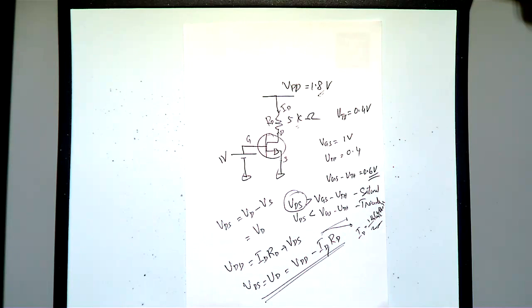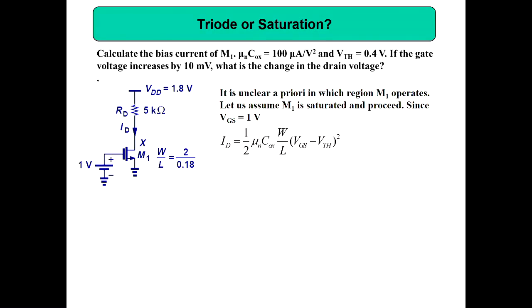Since VGS is equal to 1 volt, we will use the equation. We assume that it is in the saturation region, then we will back calculate and check it. So ID equal to half mu n COx W by L (VGS minus VTH) squared. In these types of situations, if you don't know whether it is in the triode or saturation region, we will assume M1 is operating in the saturation or triode region. You can assume either of the two situations. Here we assumed M1 is in the saturation region, so I can use this equation.